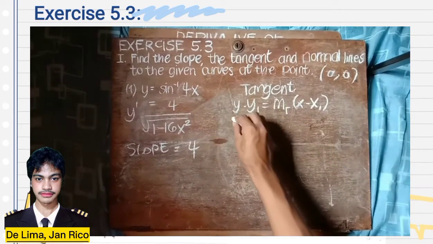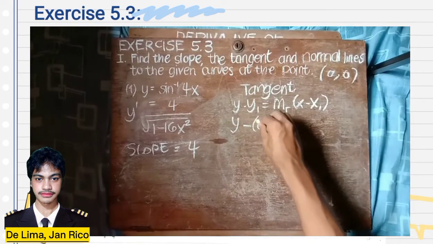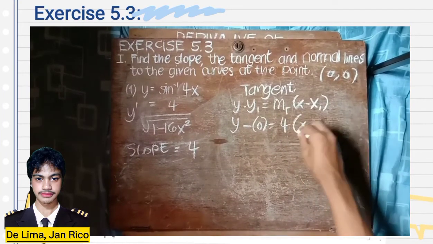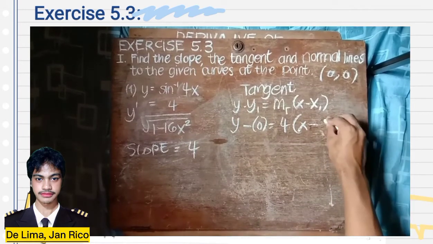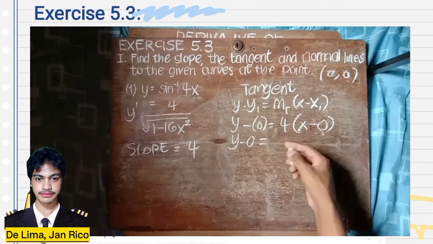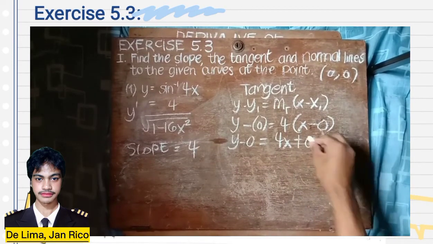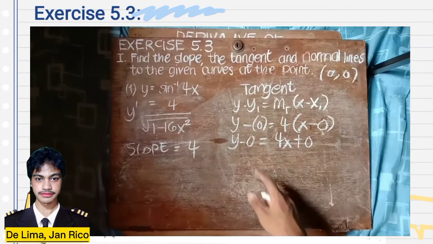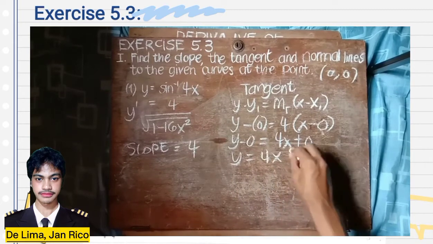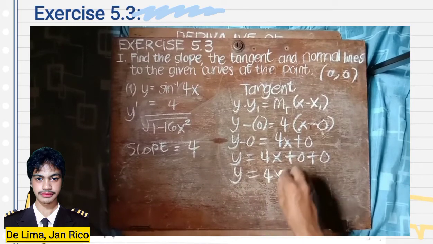Then, substitute. Y minus y sub 1, the value of y sub 1 is equals to 0, is equals to m sub t, or the slope, is equals to 4 times x minus x sub 1 is equals to 0. Then, multiply. Y minus 0 is equals to 4 times x is equals to 4x. And 4 times 0 is equals to 0. Then, what we will do here is move this 0 over here. So y is equals to 4x plus 0 and plus 0. So, this will be y is equals to 4x.